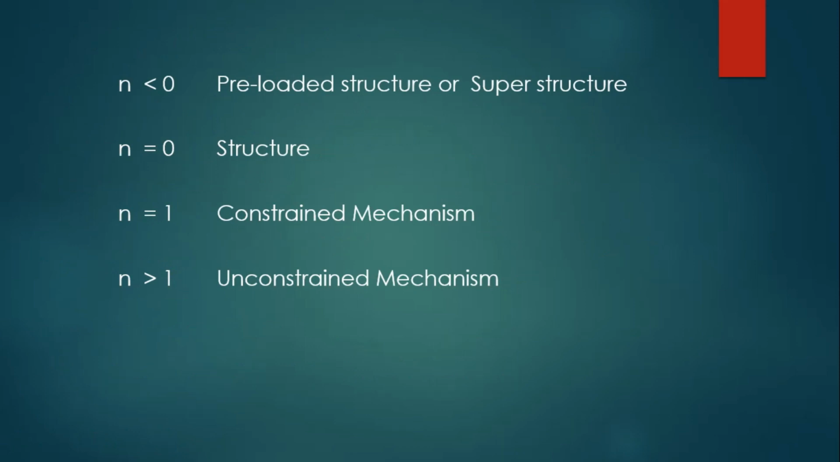Now, if the number of degrees of freedom n is less than 0, then the given mechanism is called a pre-loaded structure or superstructure. Whereas if the degree of freedom is equal to 0, then that mechanism is called a structure. If n is equal to 1, then it is called a constrained mechanism, right? If n is greater than 1, which means 2, 3, 4 like that, then it is called an unconstrained mechanism. So n less than 0, maybe minus 1, minus 2, minus 3, is called a superstructure. So 4 varieties are there: n less than 0, n equal to 0, n equal to 1 and n greater than 1.